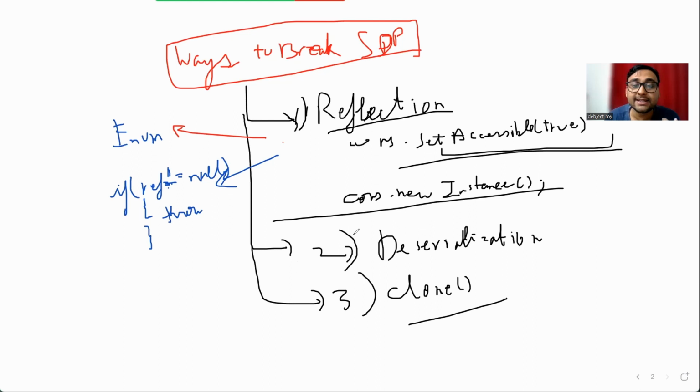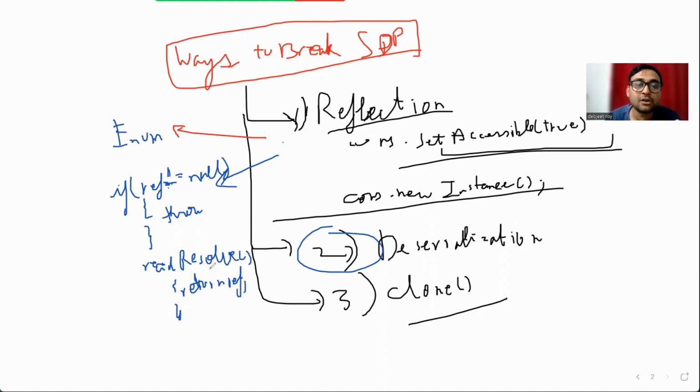Now the next step is deserialization. How can we solve this problem? Singleton is being broken with deserialization, right? We can solve this problem with the help of the readResolve method. There is a certain thing called the readResolve method that we have to implement, and within that you have to return the reference.